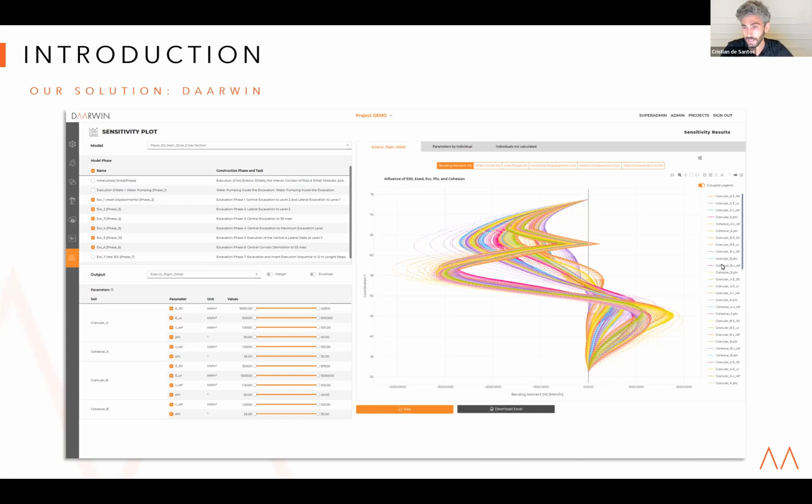So basically, here you also can control the type of output that you want to see. Here we are seeing bending moments. We can see horizontal displacements. In this case, because it's a structural element, we can see bending moments as well as displacements. And then the idea is you calculate hundreds of different numerical models with different parameter values, and then you see the variation of the response of the model. You activate, deactivate different parameters, and you see what are the most influential. But as you can see here, there are many lines, so sometimes it's difficult to know what is more influential.